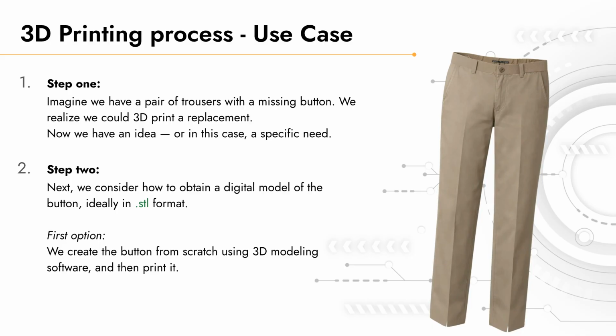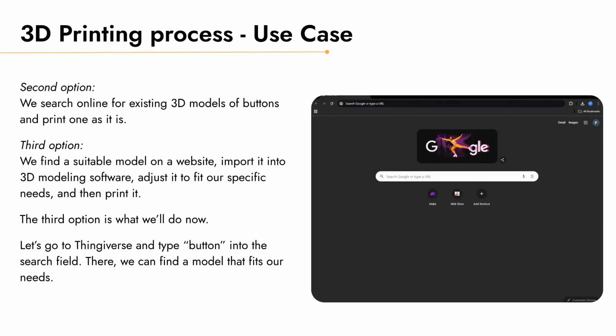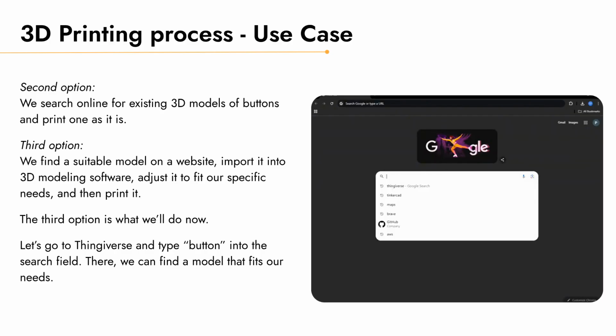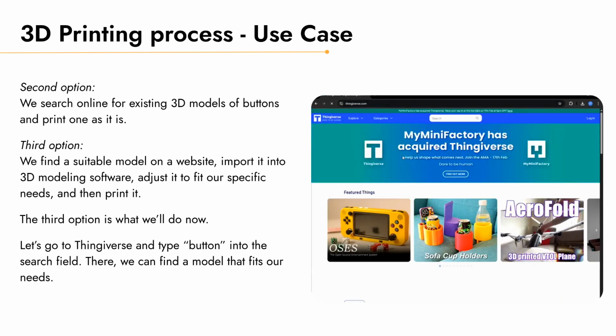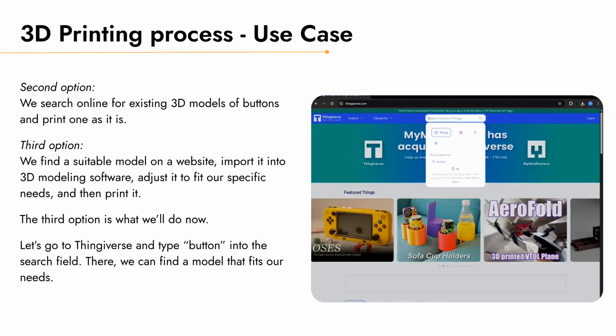Next, you need a digital model of the button, ideally in STL format. You could create the button from scratch using 3D modeling software and then print it. Another option would be to search online for an existing 3D model and print it as it is. A third option is to find a model online, import it into modeling software, adjust it to your needs, and then print it. In our example, we choose the third option.